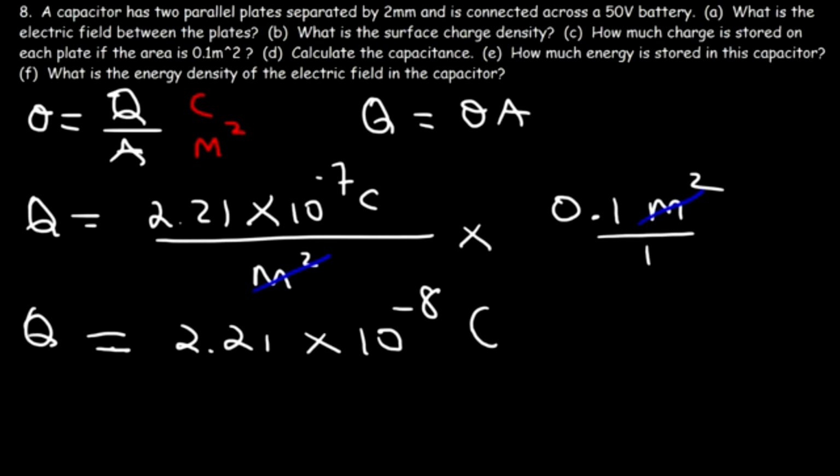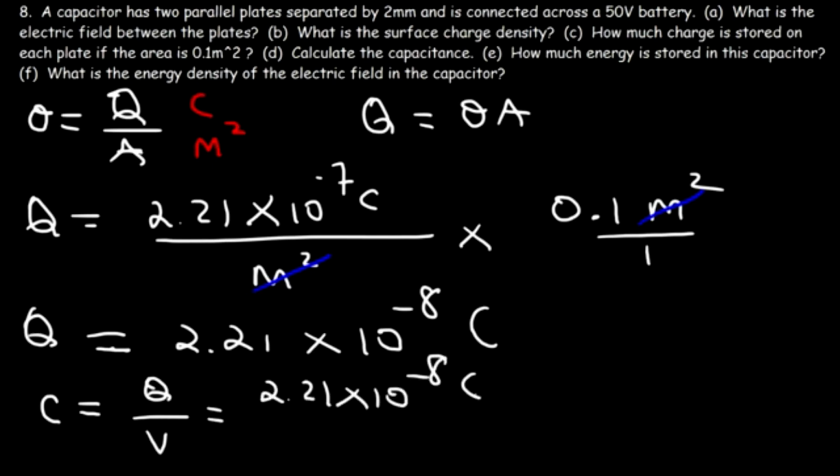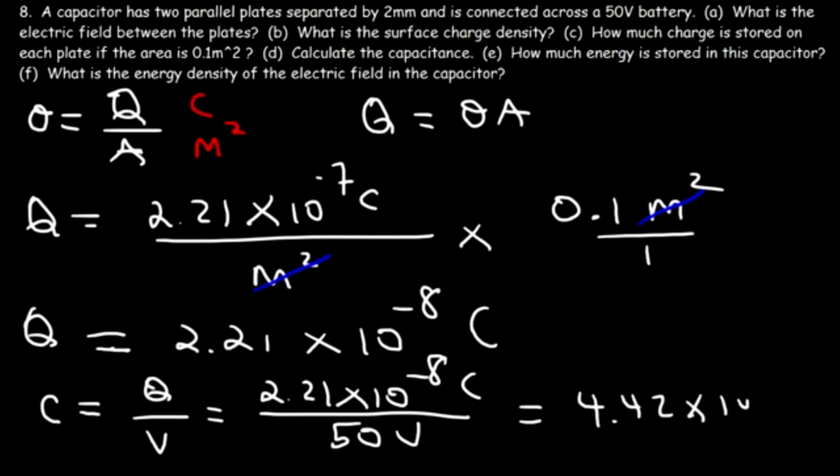Now what about part D? Calculate the capacitance. Let's do it 2 ways. C is equal to Q divided by V. The charge is 2.21 times 10 to the minus 8. The voltage is 50 volts. And so this is going to be 4.42 times 10 to the negative 10 farads.